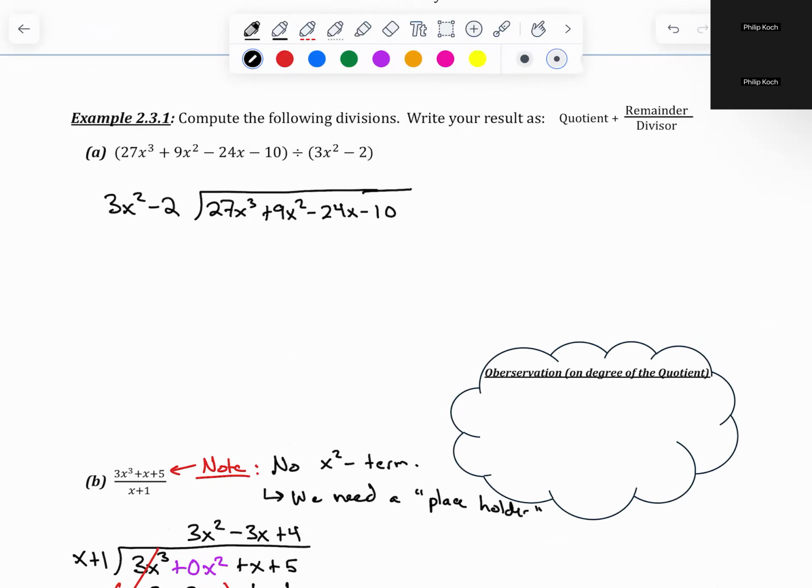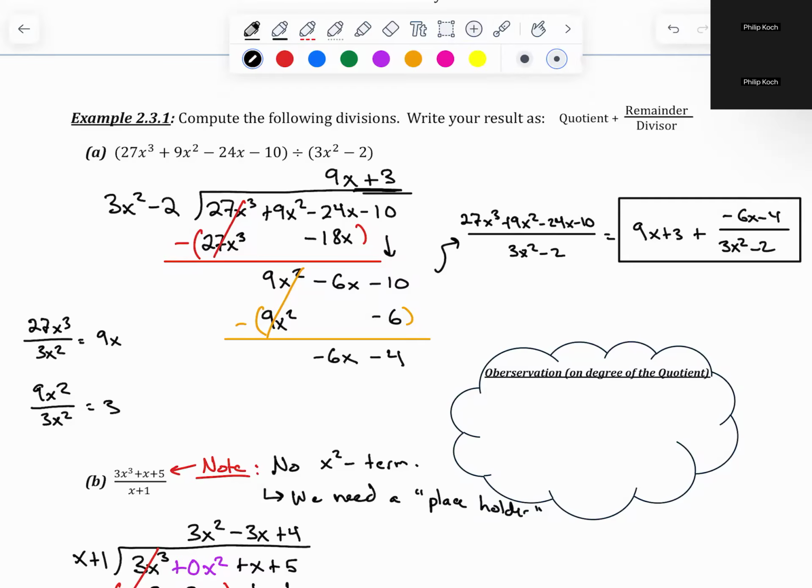All powers of x are present in the dividend. I didn't need to write a plus 0x in the dividend. Sorry, I always get these two mixed up in my head. There's no missing power of x in the dividend. The thing on the inside, the 3x squared minus 2, it is missing an x to the first power term. So you can write it as 3x squared plus 0x minus 2 if you want. It's not wrong to do so. It's unnecessary, but you can do it. So now I'm going to pause the recording.